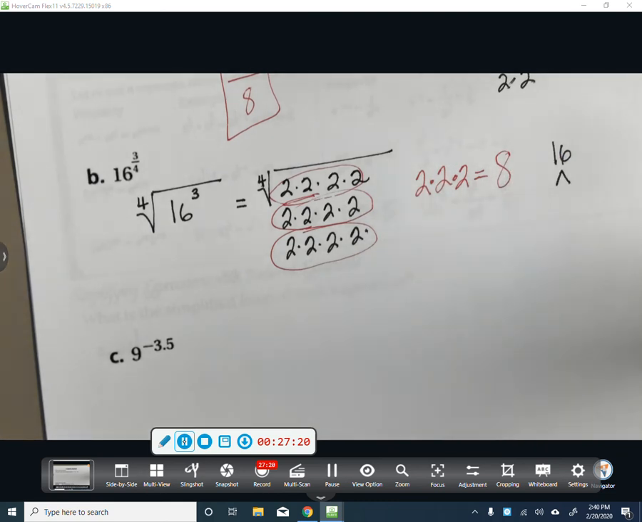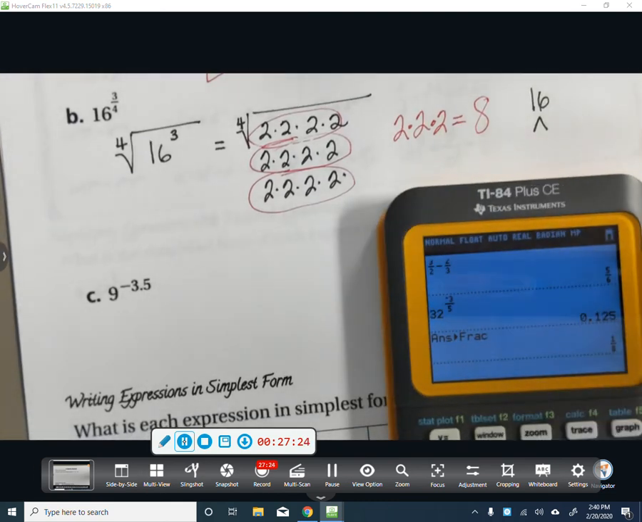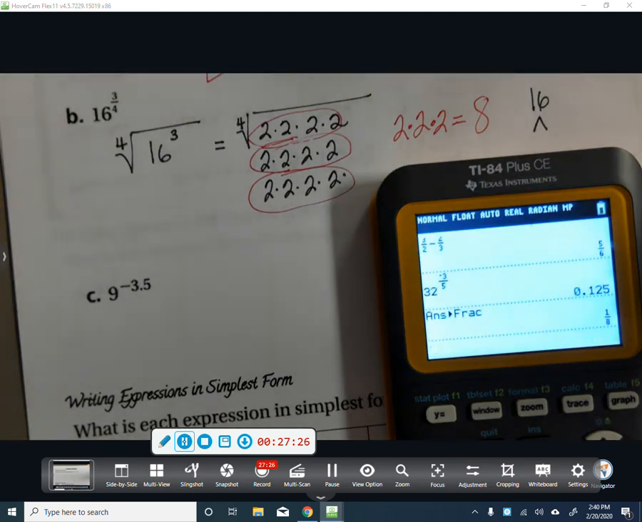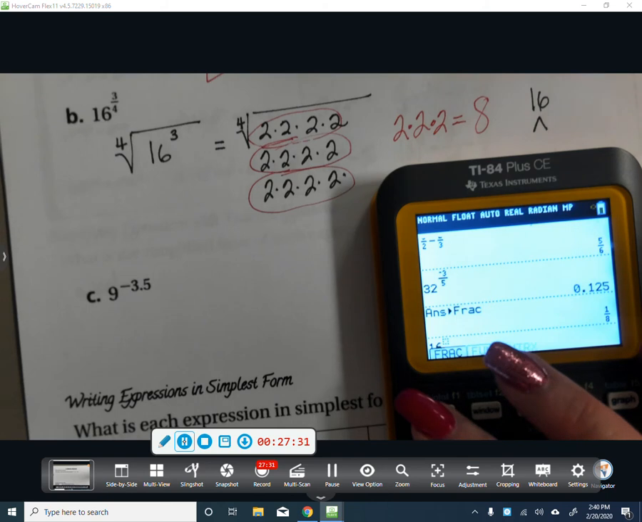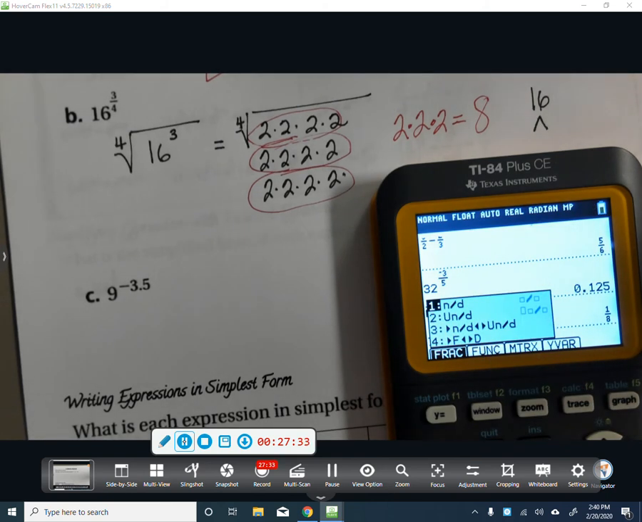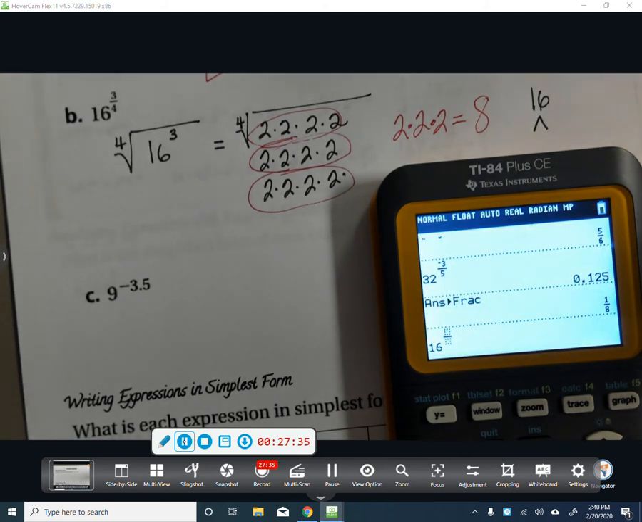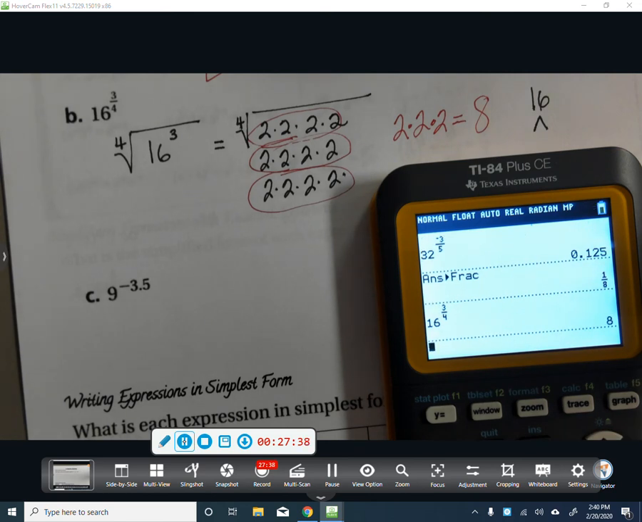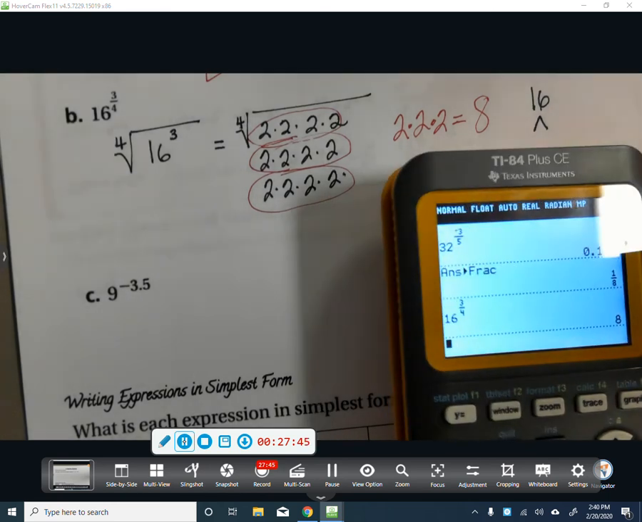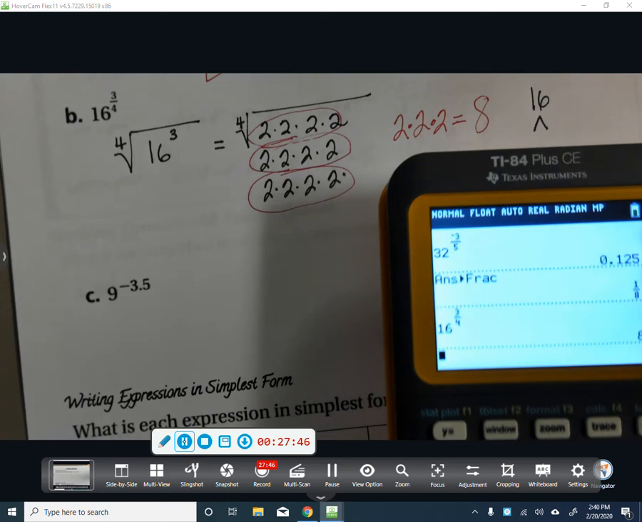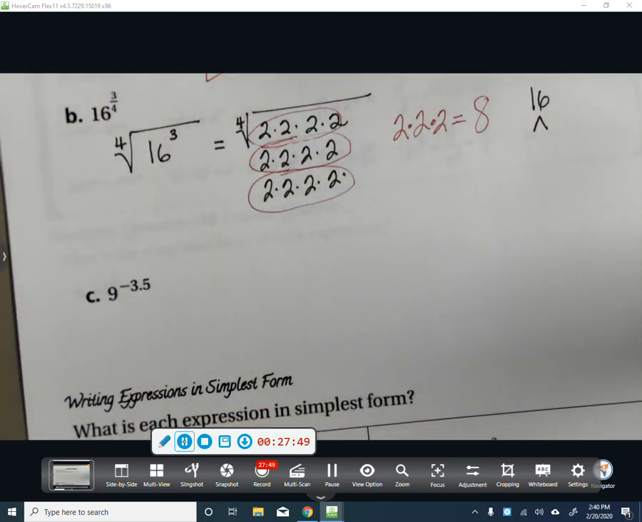So grab your calculator, check it. Let's make sure you're okay putting these things in. So I'm going to take 16 and raise it, and I got to do alpha y equals to put in a fraction. And do you get the right answer back out? Very good. Okay, questions? Let's see what you can do on C.